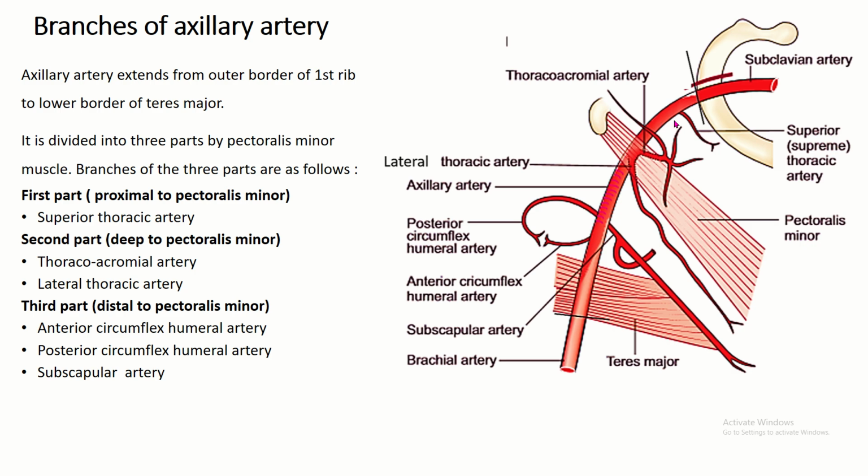The first part has the branch superior thoracic artery, or supreme thoracic artery. The second part is situated deep to the pectoralis minor muscle, and here the branches are the thoracoacromial artery and lateral thoracic artery. From the third part, important blood vessels arise: anterior and posterior circumflex humeral arteries, which surround the surgical neck of the humerus, and also another important artery, the subscapular artery.